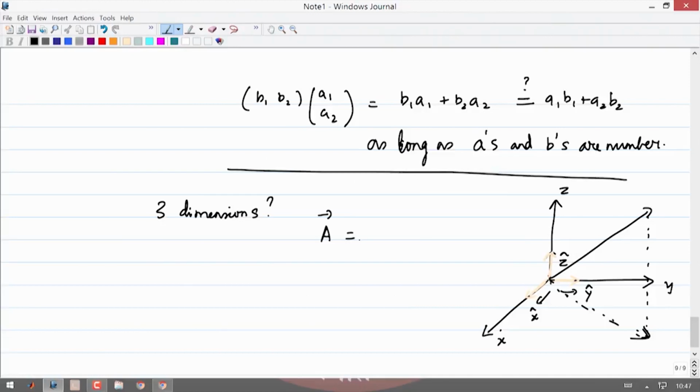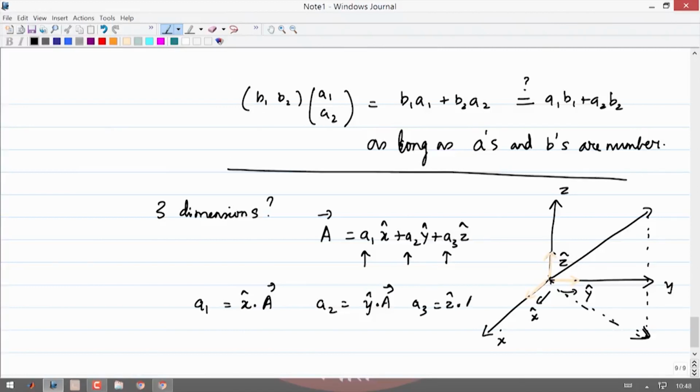Therefore, A can be written as 3 components: a1 times x plus a2 times y plus a3 times z. Now you have in 3 dimensions 3 independent components, and these are nothing other than the projections of the vector A onto the respective axes, the unit vectors in the direction of the axes. So a1 is x dotted with A, a2 is y dotted with A, and a3 is z dotted with A. This is something you are familiar with.